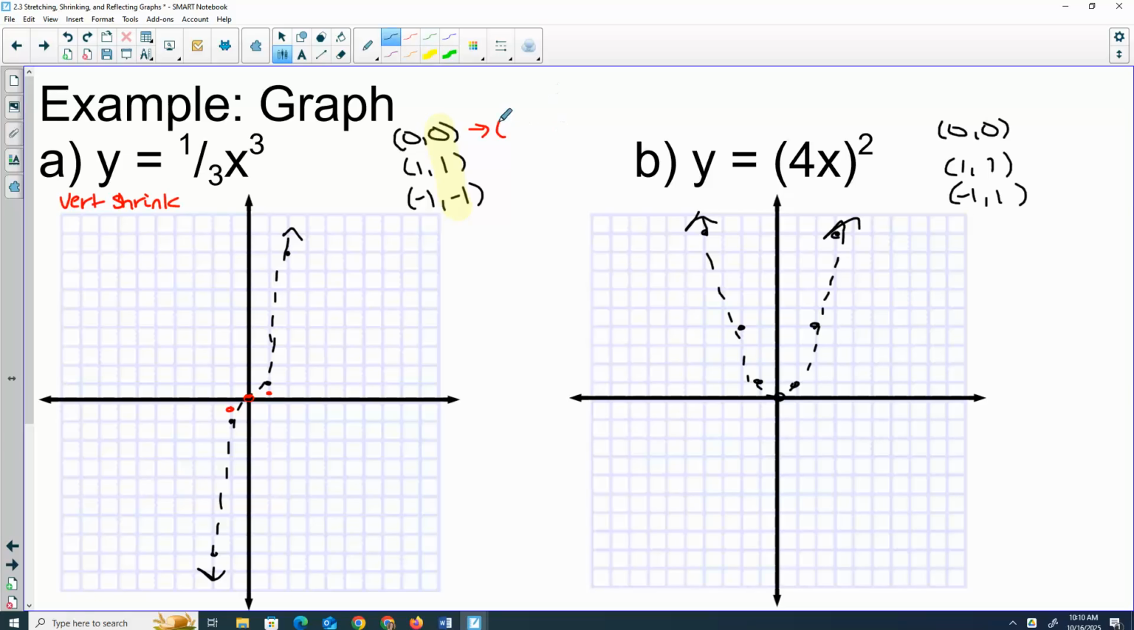So outside, Y does what it says. So my X is not changing. 0 times 1/3 is still 0. 1 times 1/3 is 1/3. -1, -1/3. So those should be your points so we can see it got shorter and fatter.